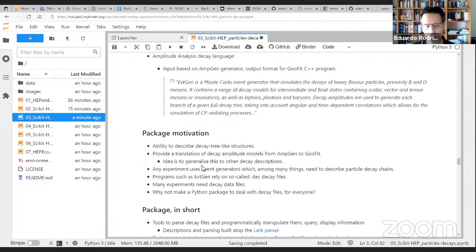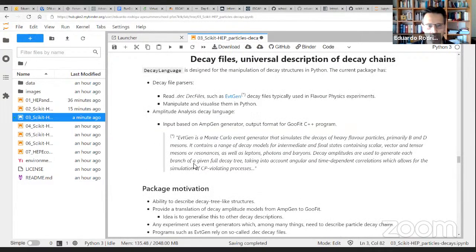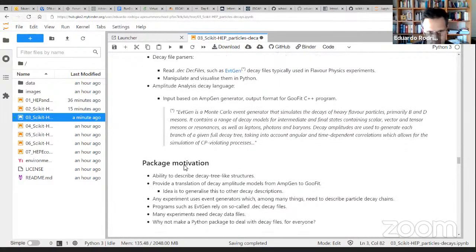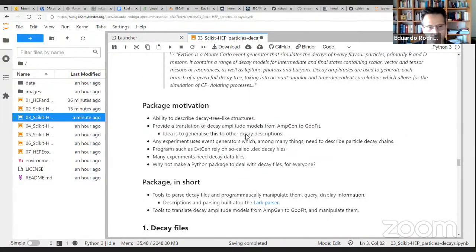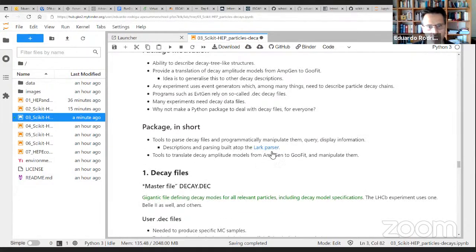There you encode basically what are all the possible decay chains that your program, effectively your simulation, is going to take into account. So we also provide a way to parse these big files and make something useful with those. And again, to try to provide it for everybody, we build on top of the Lark parser to do that.